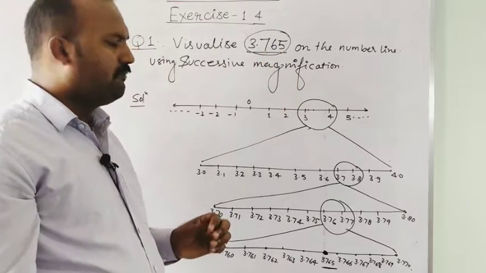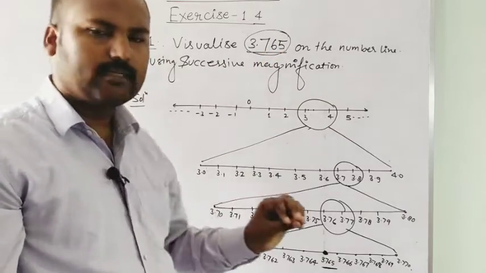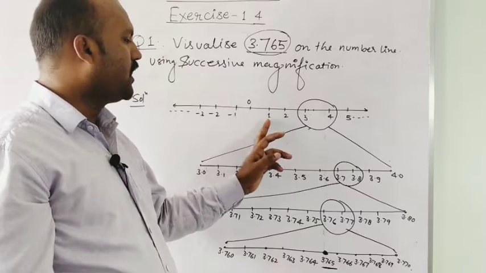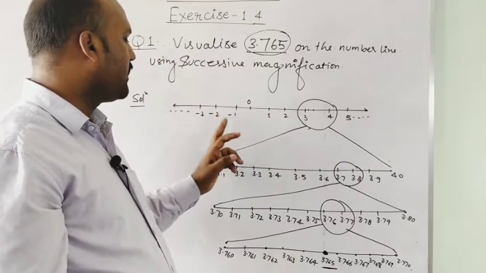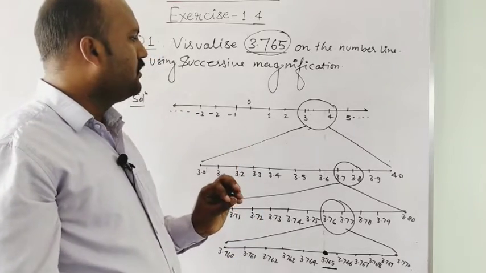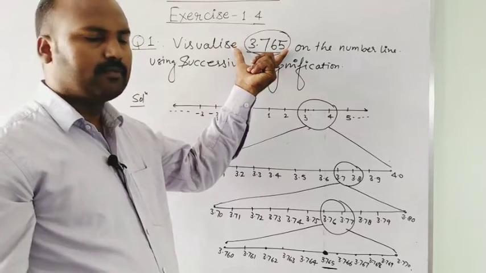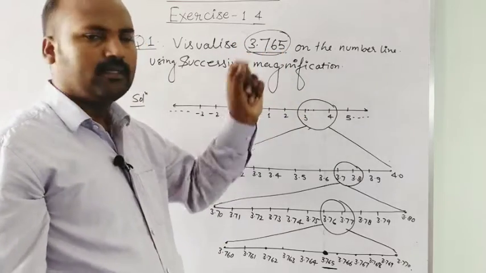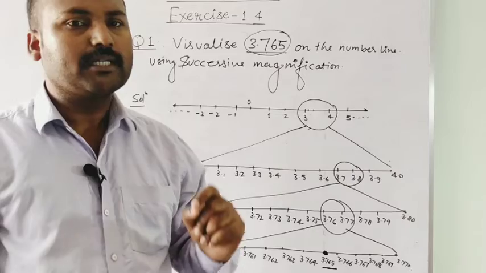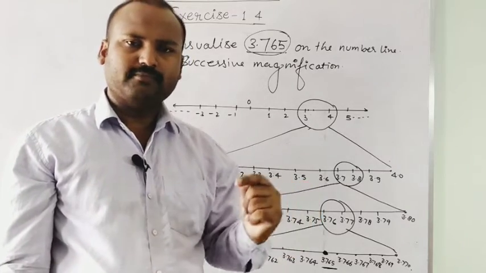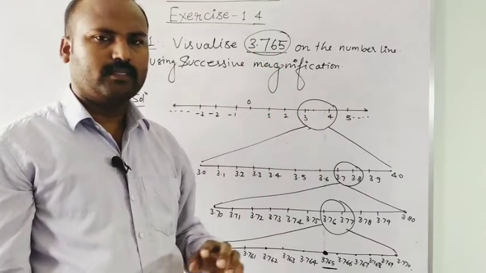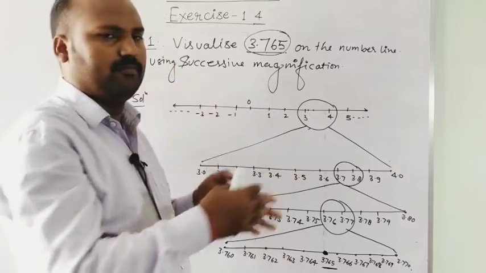3.765. First of all, we have to draw an integer number line. On the integer number line this will be 0, 1, 2, 3, 4, 5, and on the left side -1, -2, -3, -4 and so on. The number which we have to locate lies between which integers? See carefully, 3.765 is more than 3 but less than 4. It means this number lies between 3 and 4. So we have to magnify 3 to 4.